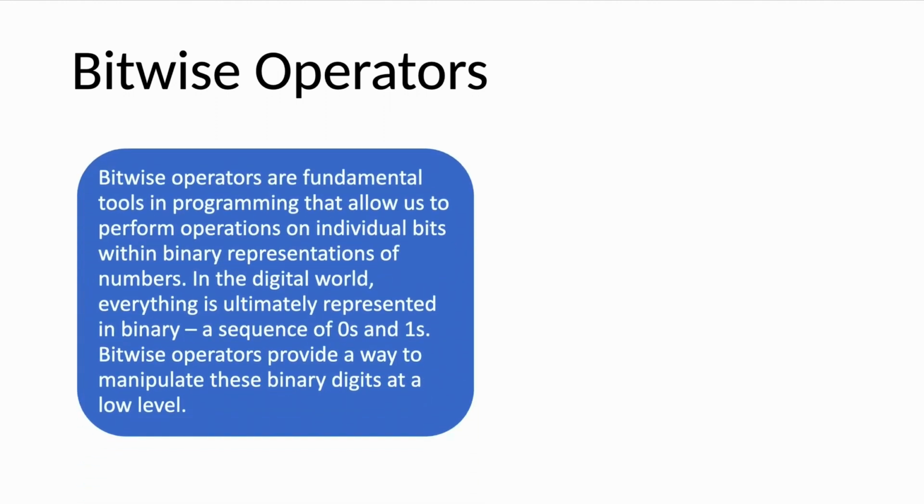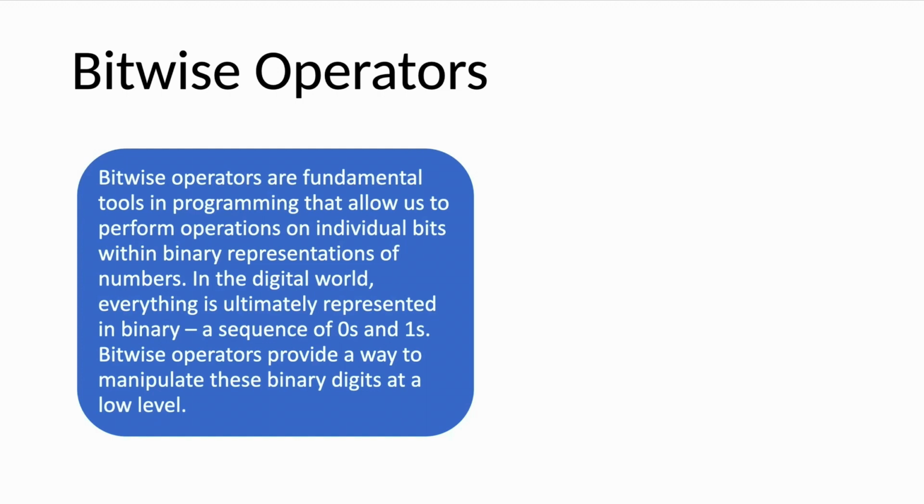Bitwise operators are fundamental tools in programming that allow us to perform operations on individual bits within the binary representation of numbers. So it is very important to understand that bitwise operators allow us to perform operations on numbers, at the level of the bits of those numbers. And you know that in the digital world everything is ultimately represented in binary. Whatever data we see in the digital world is eventually stored as ones and zeros, in the form of binary representation in our memory. So that's how the data is stored in the memory. So bitwise operators provide us a way to manipulate these binary digits at a low level.